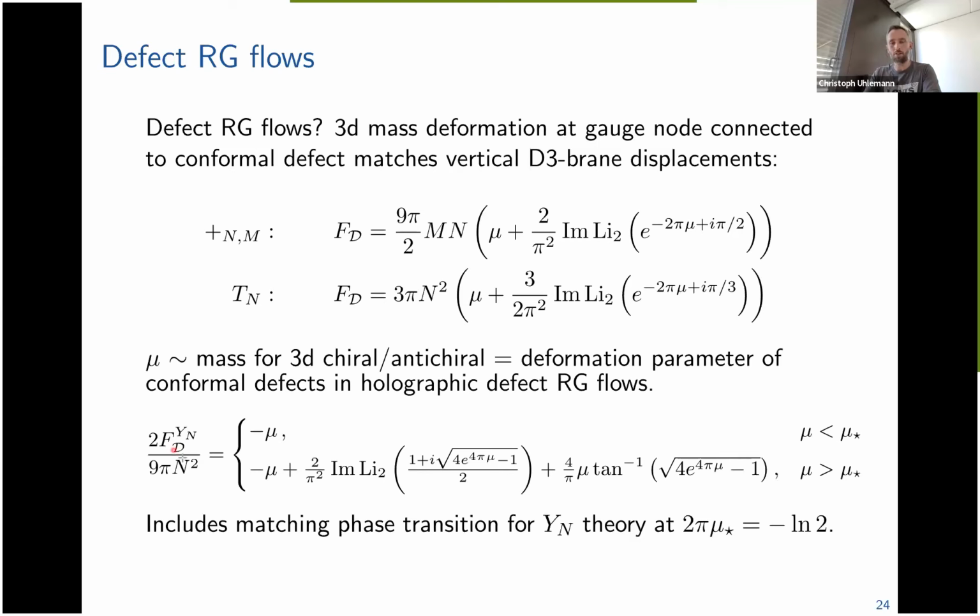For the Yn theories, the story is actually more interesting. There is a non-trivial phase transition in the free energy, which has to do with the fact that the central node is unbalanced and we have a Chern-Simons term there. There is a critical parameter for the mass, which separates two phases for the free energies. And those, again, match precisely on the nose between string theory calculations and localization calculations.